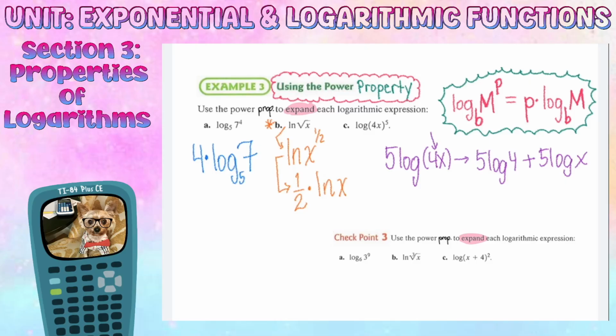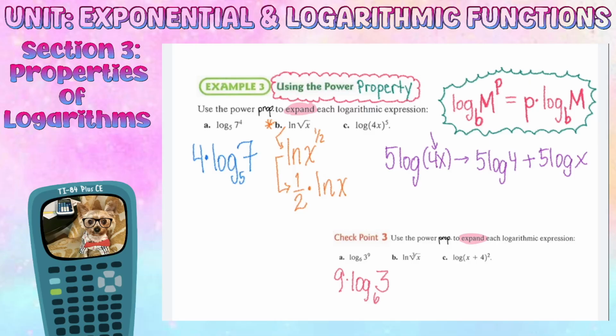So we have log base 6 of 3 to the 9. That is going to be 9 times log base 6 of 3. And even though we have a lot of numbers in common with the 9, 6, and 3, there really isn't much we can do to simplify this. We don't really know 6 to what power is 3. So, that is what it is.